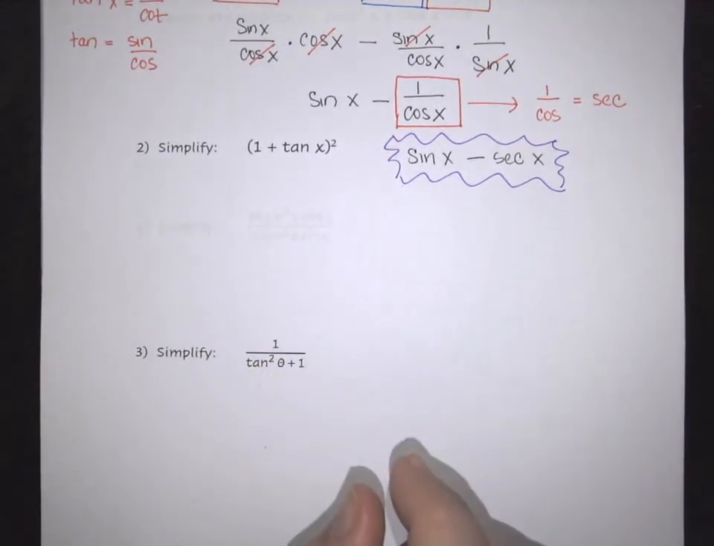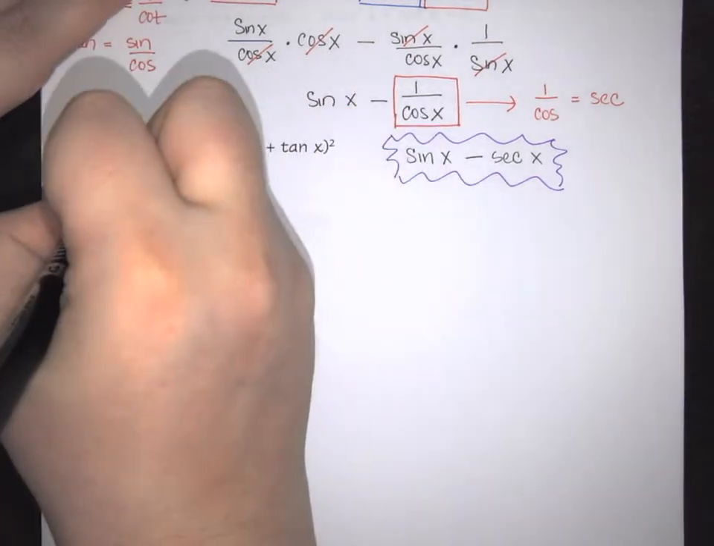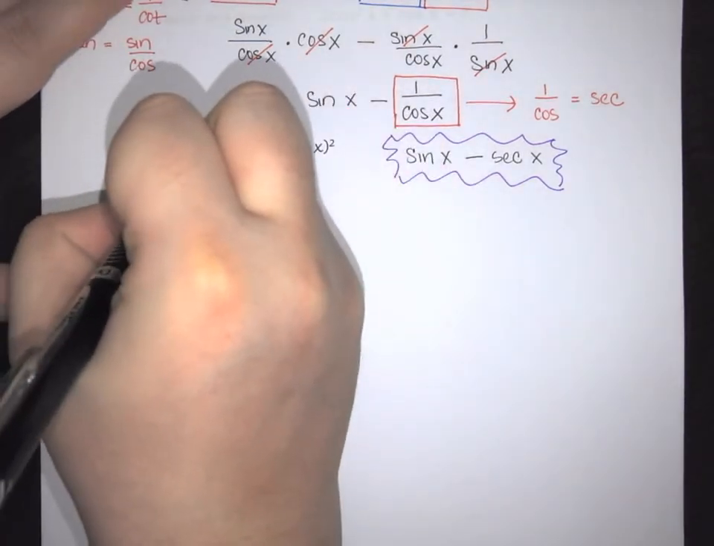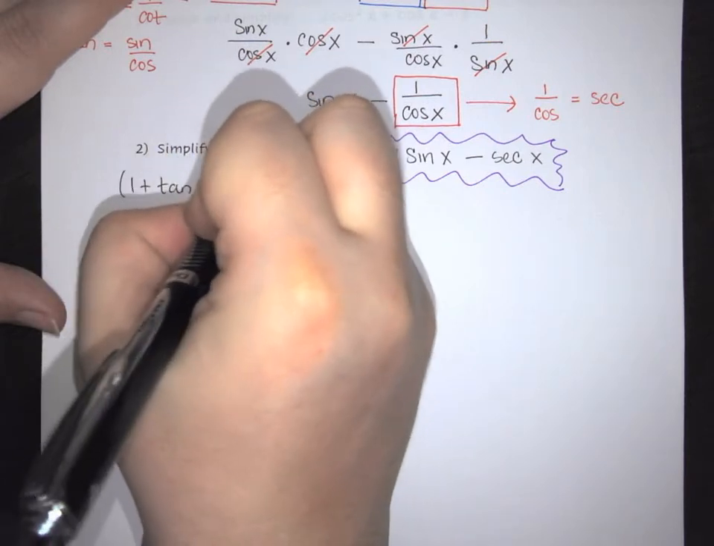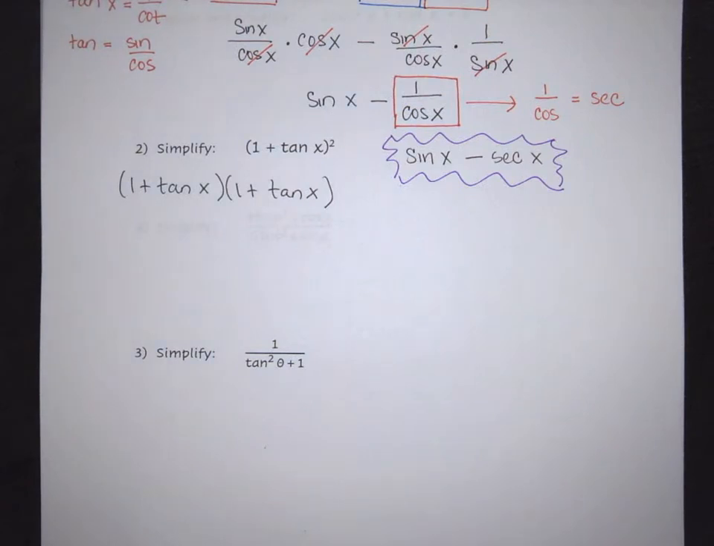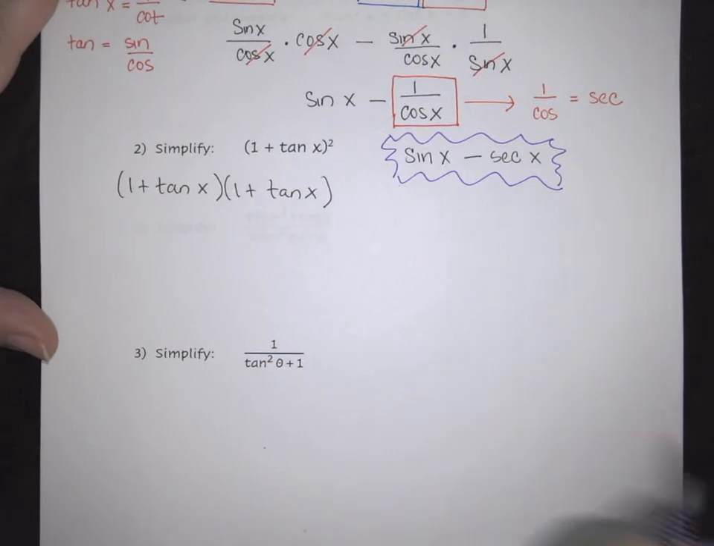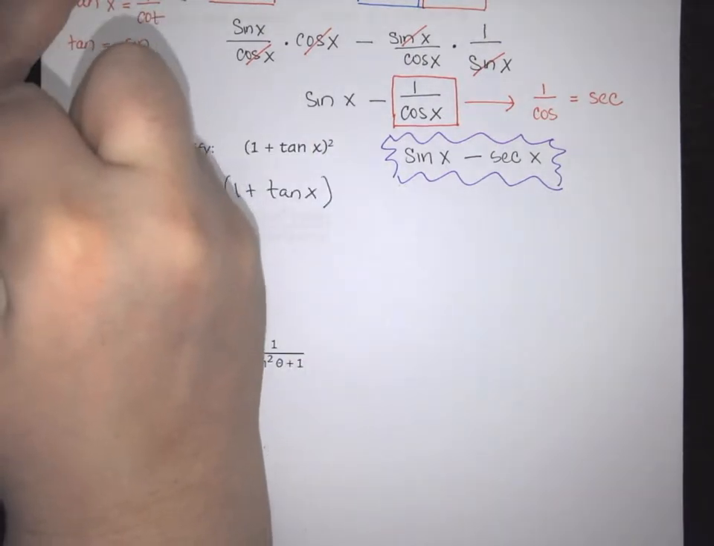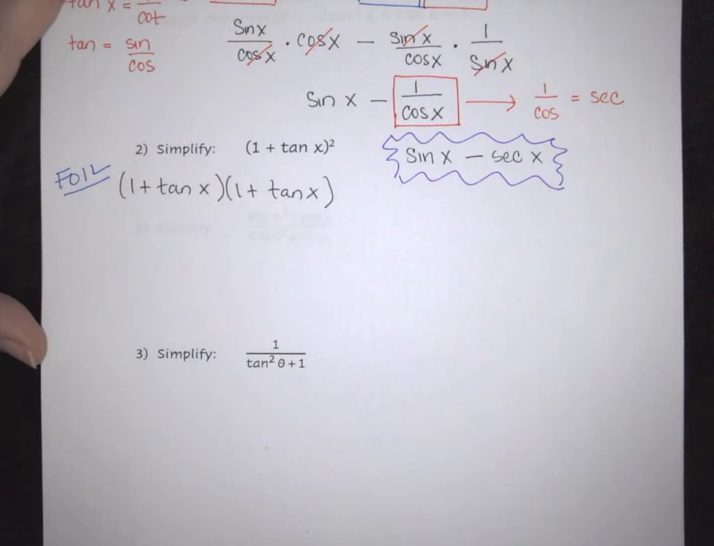So here I have 1 plus the tangent, and I want to square it. The first thing that I have to remember here is that this is the same as looking at 1 plus my tangent of x times 1 plus my tangent of x. Okay? And we're going to go back to old school algebra where we are going to FOIL this together in order to multiply. So one of the things that we want to make sure we recall is what FOIL is: first, outer, inner, last.